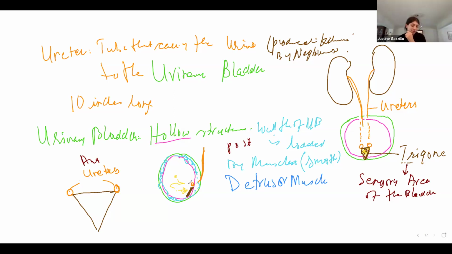I have one. So the bladder is loaded with smooth muscle, which is involuntary, but wouldn't that mean we'd be peeing our pants all the time? Nope. I'll be coming to why that's not the case. Okay. Did you get that?